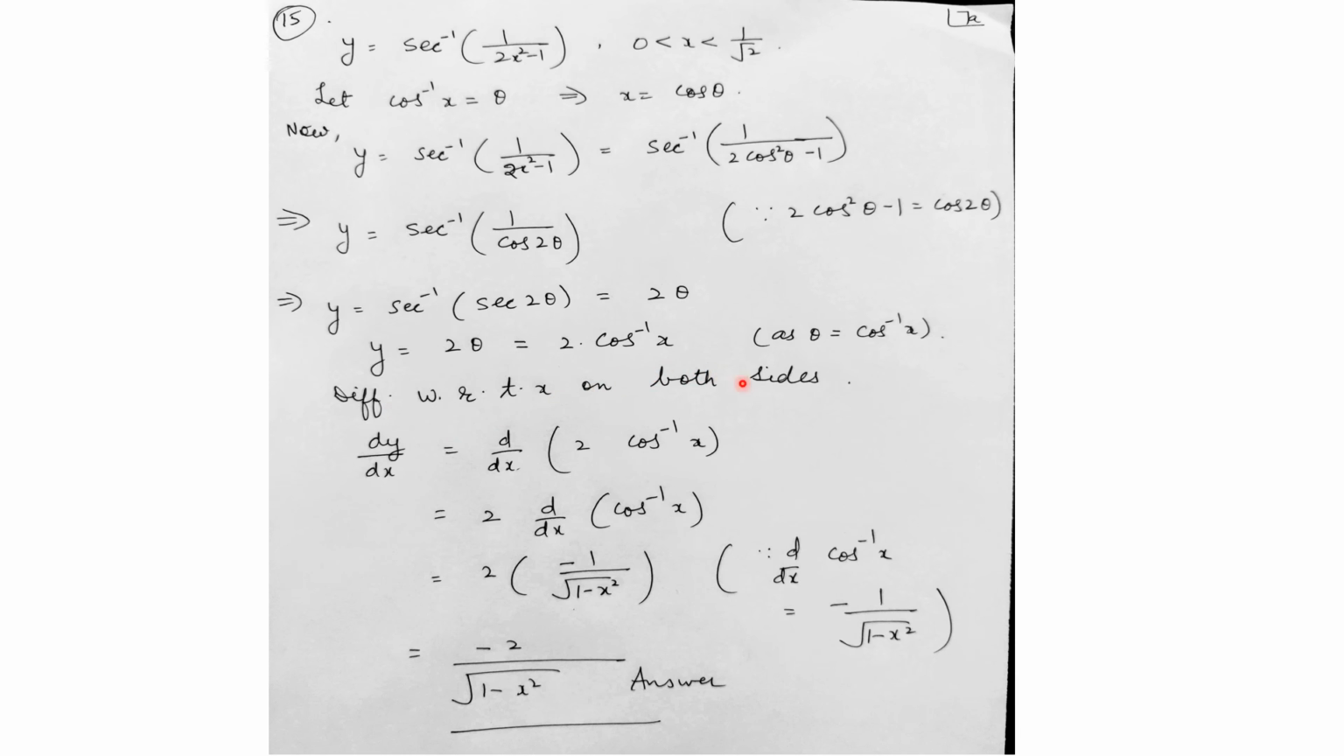Differentiating with respect to x on both sides, you will get dy by dx is equal to d by dx of 2 cos inverse x. 2 will come outside as it is, multiplied by d by dx of cos inverse x. Now the formula for the derivative of cos inverse x is minus 1 upon the square root of 1 minus x squared. Please put the value. You will get 2 into minus 1 upon the square root of 1 minus x squared. So your answer comes out to be minus 2 upon the square root of 1 minus x squared.